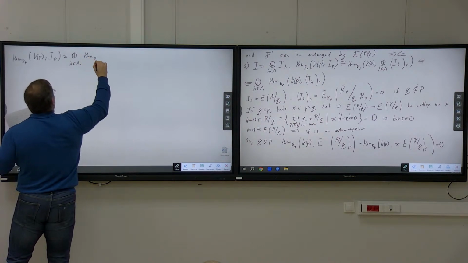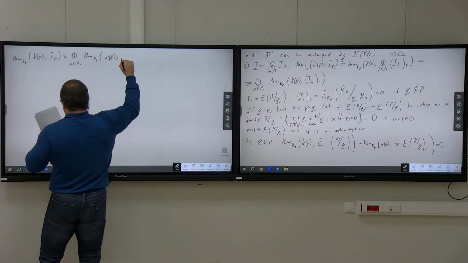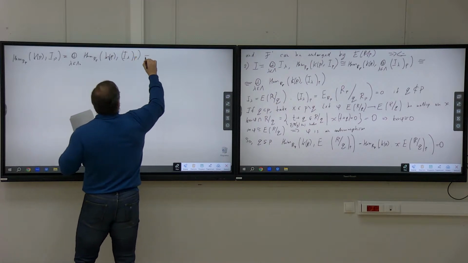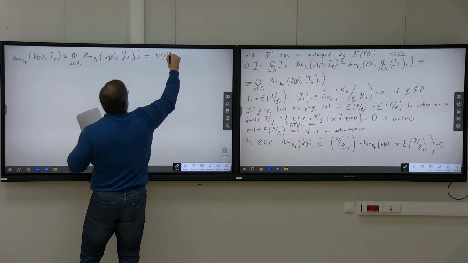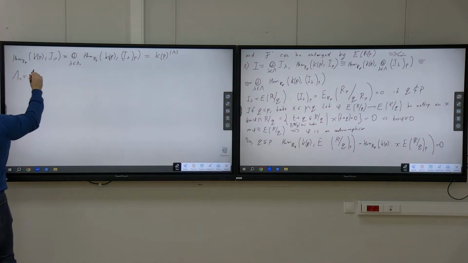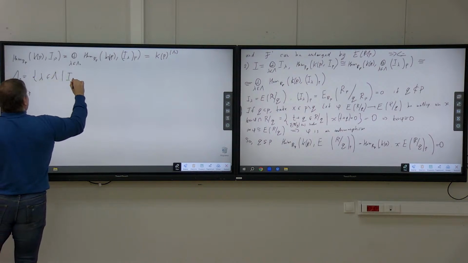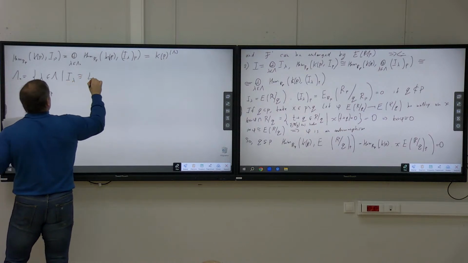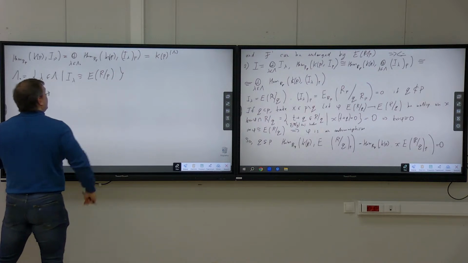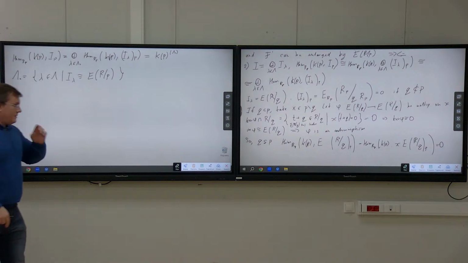Hom over R_P, K of P, I_lambda localized at P, and this will be K of P to the lambda 0, where lambda 0 is defined as the set of lambda in Lambda such that I_lambda is isomorphic to the injective hull E of R modulo P. Okay, so kind of three cases.